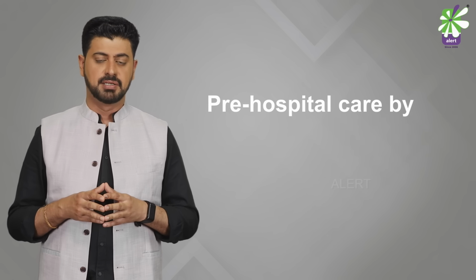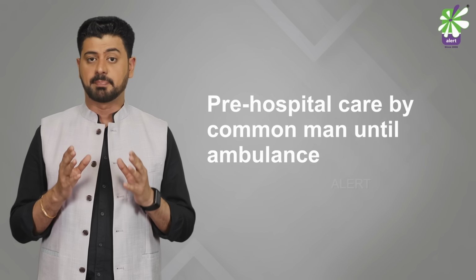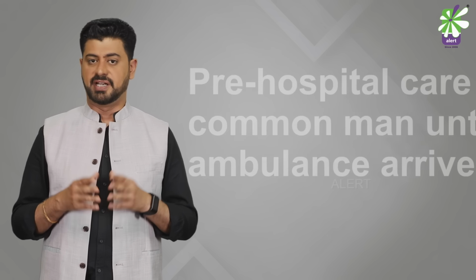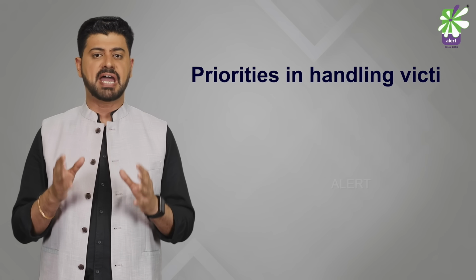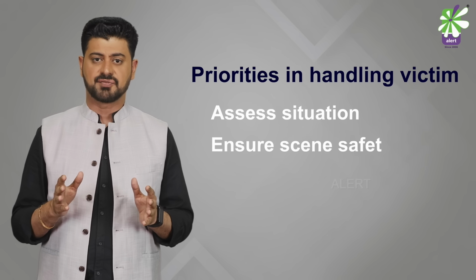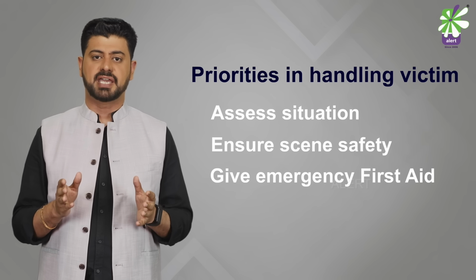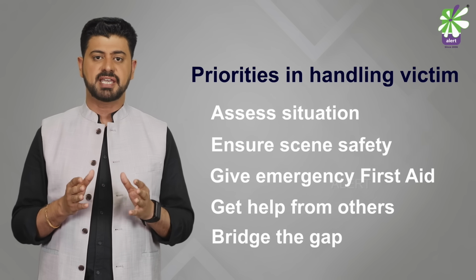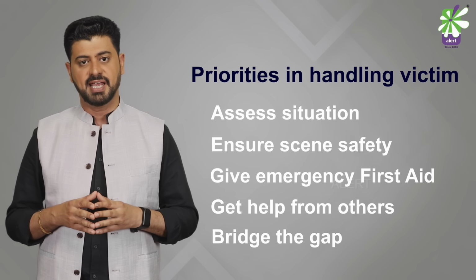Basic life support or BLS is a specific level of pre-hospital medical care provided by a common man or bystander until the ambulance arrives. When an emergency happens, take the victim through the 6-step process of BLS procedure. The priorities of handling a victim are to assess the situation, ensure scene safety, give emergency first aid, get help from others, and bridge the gap between the scene and the arrival of professional help.